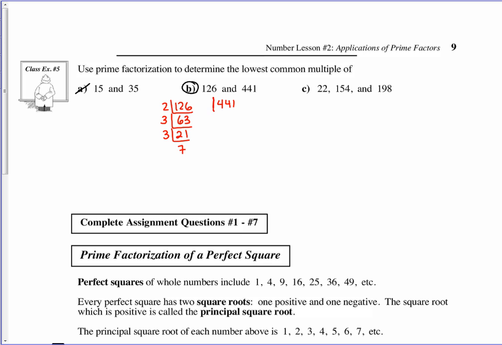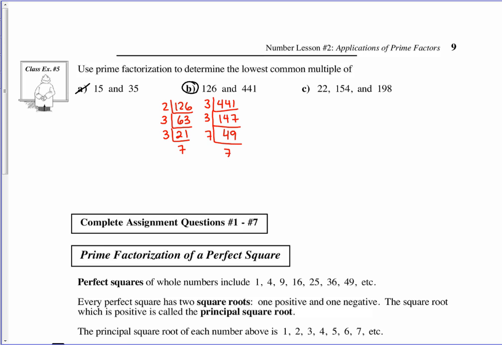441. 2 won't go in, but will 3? Yes, because 4 plus 4 plus 1 is 9. You add the digits together. That's a multiple of 3. Then 3 will go into it. So 3 will. And how many times does it go in? 147. Okay, 1 plus 4 plus 7 is 12. So guess what will go in? 3. How many times? 49. And now it's easy. 7 and 7.